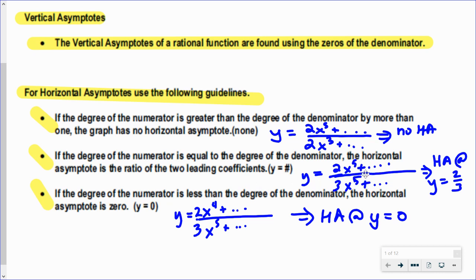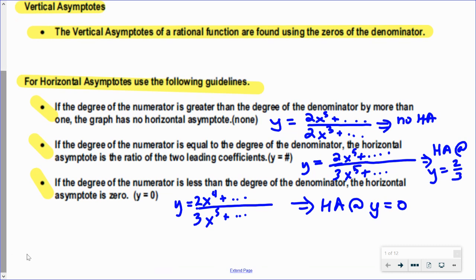So if they have equal degrees, then they both grow at the same rate. So the top always grows 2/3 compared to the denominator. And if the degree of the numerator is less than the degree of the denominator, the horizontal asymptote is 0. So if we have a larger degree in the denominator than the numerator, we always have a horizontal asymptote at 0. And the reason for this has to do with limits.